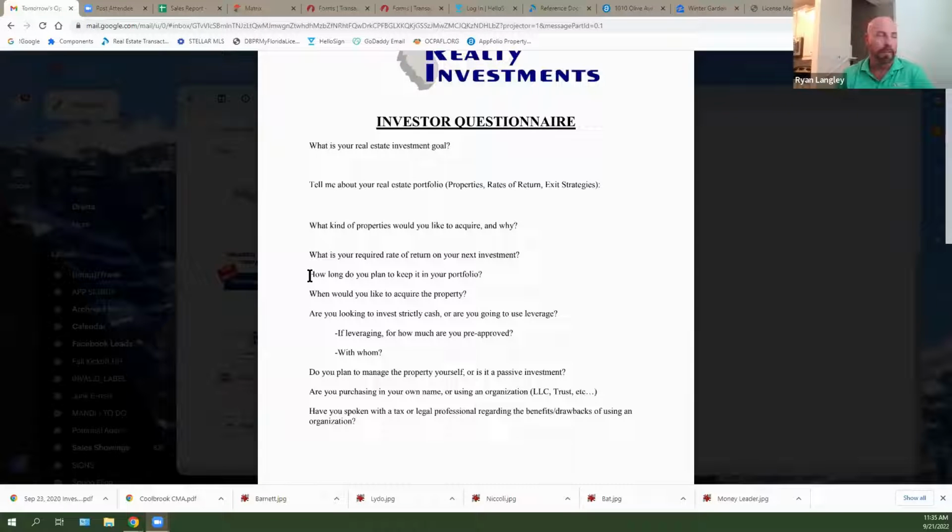We're going to improve this property, get the rents up, and get rid of it? What are we doing? When would you like to acquire the property? That's a good thing to know, right? When are they looking to close? Are you looking to invest strictly cash? Are you going to use leverage? If leveraging, how much? And are you pre-approved? And with whom? Do you plan to manage the property yourself, or is it a passive investment?